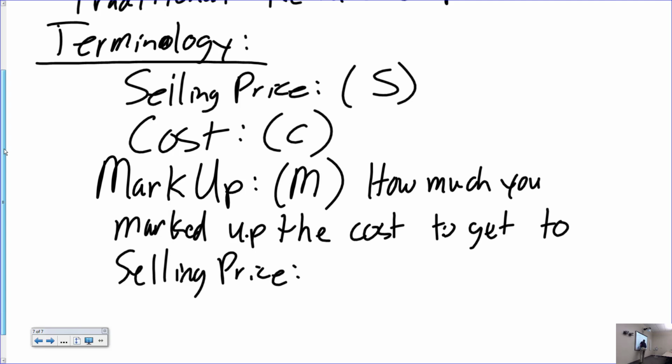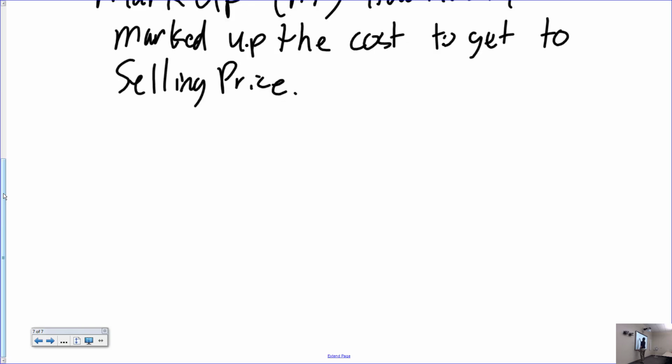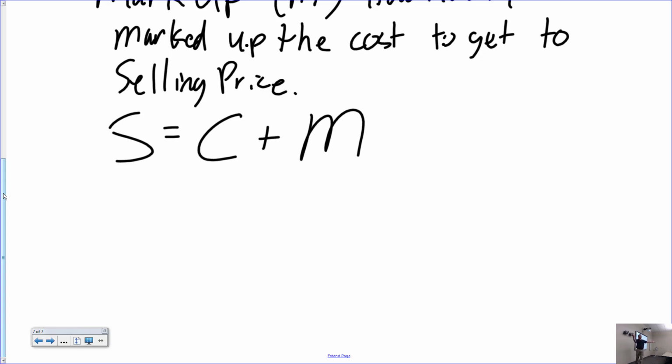So what is the overarching formula for this particular chapter, folks? How do S, C, and M relate? Yes. Awesome. The selling price is equal to the cost plus the markup. Duh. All right? Again, a lot of this stuff is not deep. It's just setting it up in terminology so that you get it.